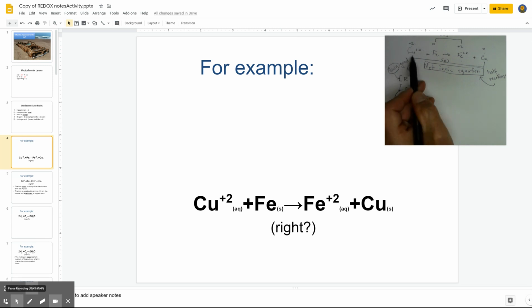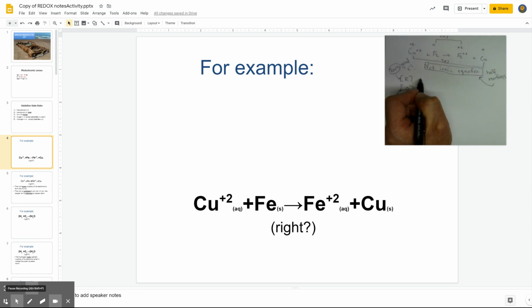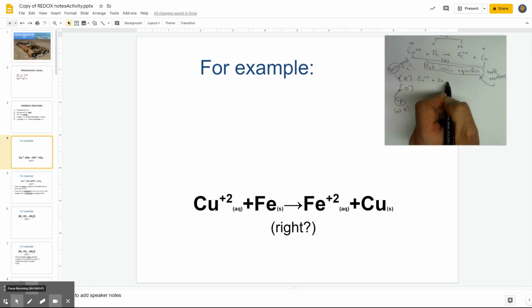So since we have copper being reduced, it means we're going to have to write that copper will gain 2 electrons. We need to show this on the reactant side to form copper 0. So this is our reduction side, and this is going to be extremely important when we do batteries.